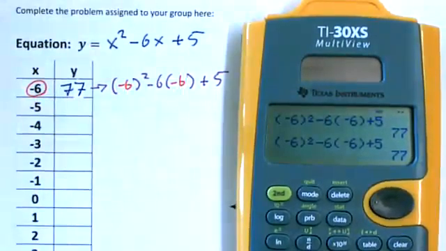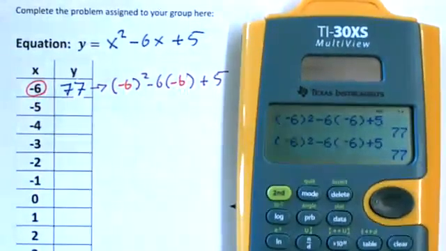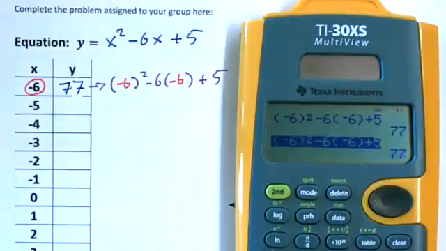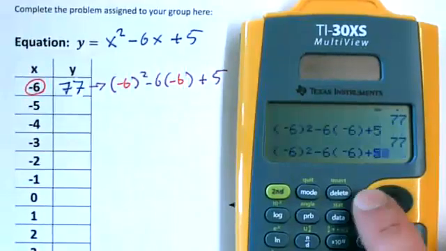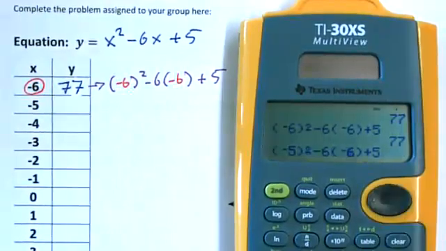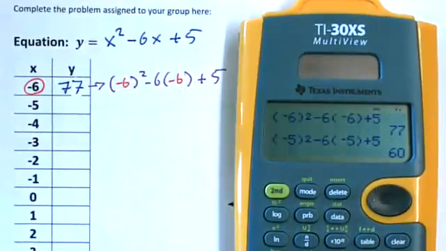Do you guys remember the little trick so that you don't have to retype it in every time? On these yellow calculators, you can use your arrow to go up and highlight the last thing you typed in, hit enter, and then you can just cursor over and overwrite those sixes, turn them into fives, and hit enter, and now you've got your next value for your table.